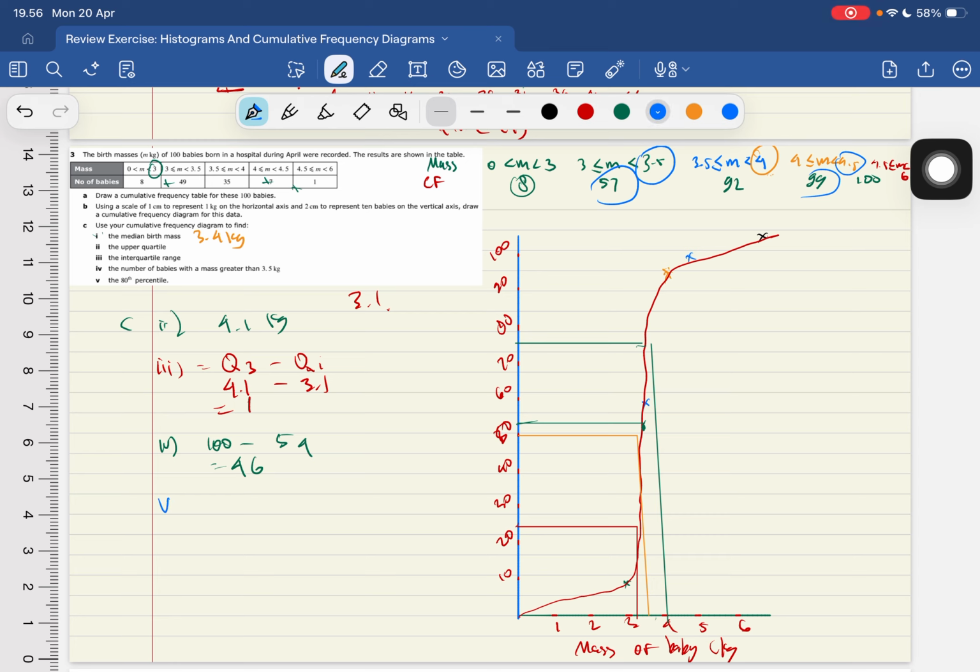Okay, next the 80th percentile is here. 80 going across and down. Yeah, approximately here. So 4 point. Actually you can make it better with a ruler. So it's going to be 4.1 kilogram. Yeah, you can use a better ruler.